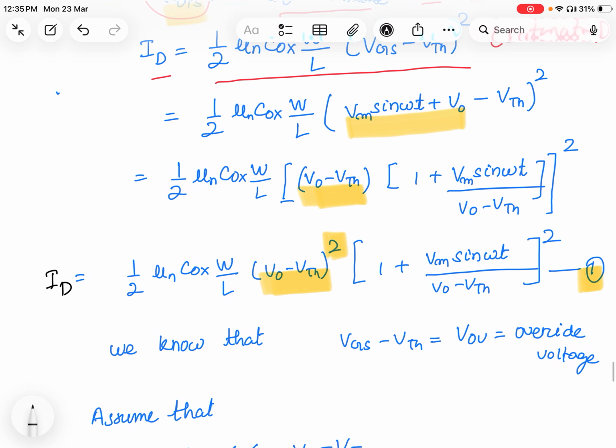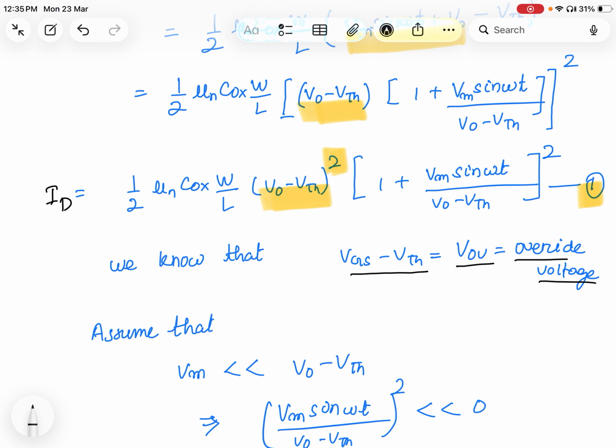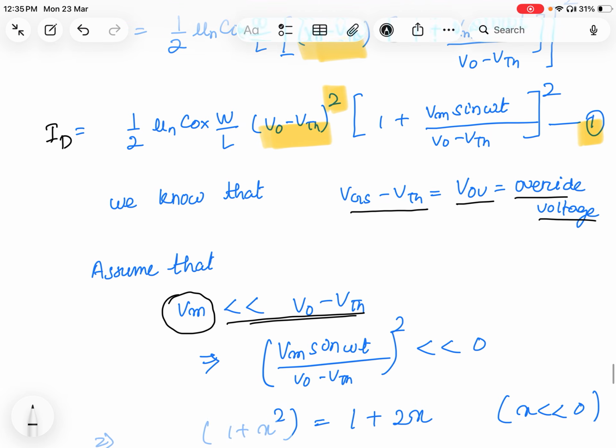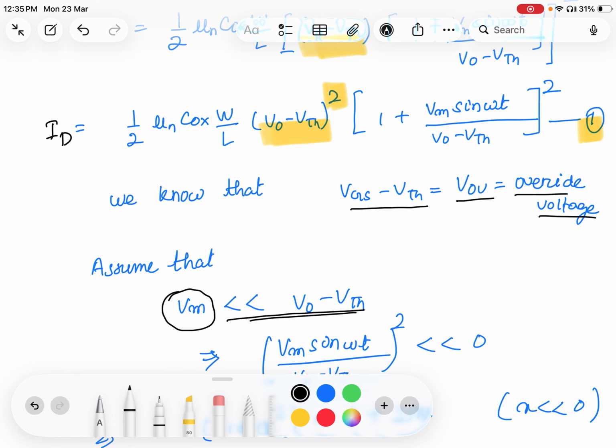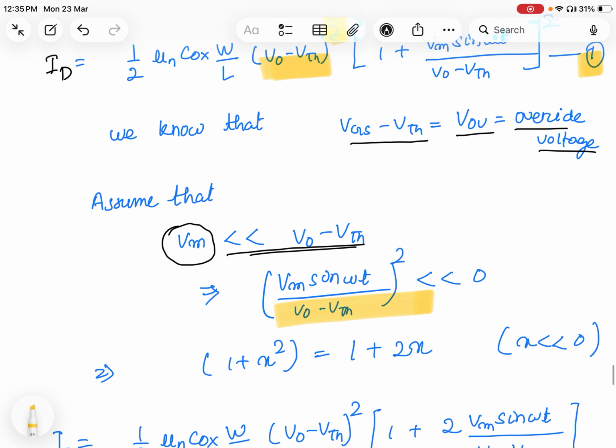We already know that VGS minus VTH is called VOV, or overdrive voltage. We already told that Vm is very much less than V0, so I can say that Vm is very much less than V0 minus VTH. So if Vm is very much less than V0 minus VTH, then Vm sin omega t divided by V0 minus VTH is also much less than 1.